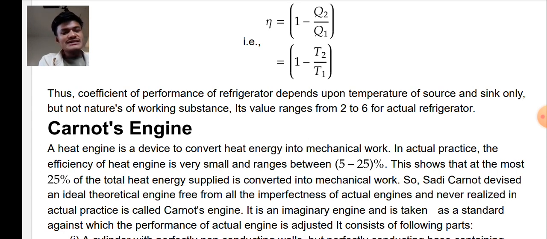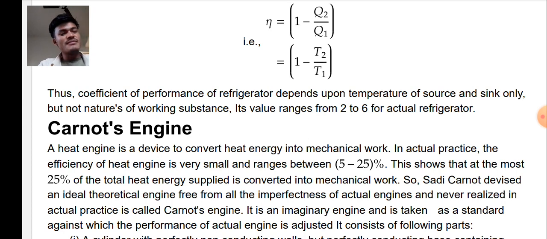Carnot engine. An engine is a device to convert heat energy into mechanical work. In actual practice, the efficiency of a heat engine is very small and ranges between 5 to 25%. This shows that at the most 25% of the total heat energy supplied is converted into mechanical work. So, an ideal theoretical engine, free from all the imperfections of actual engines and never realized in actual practice, is called a Carnot engine.